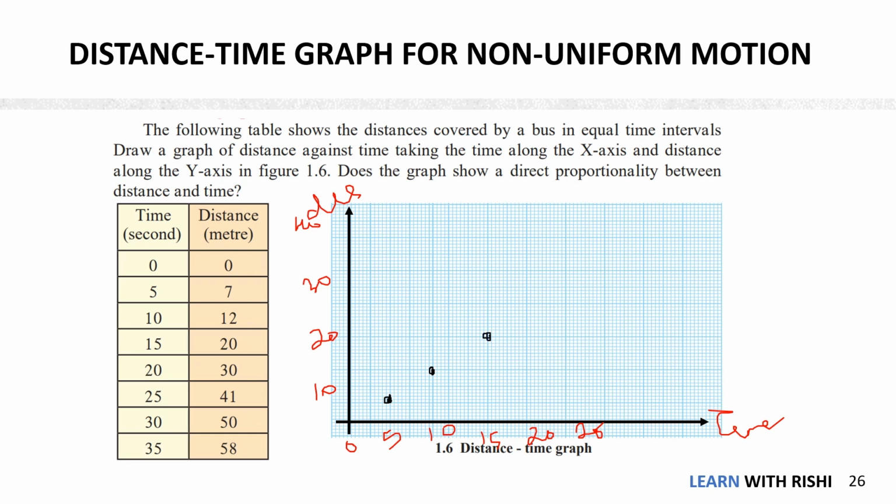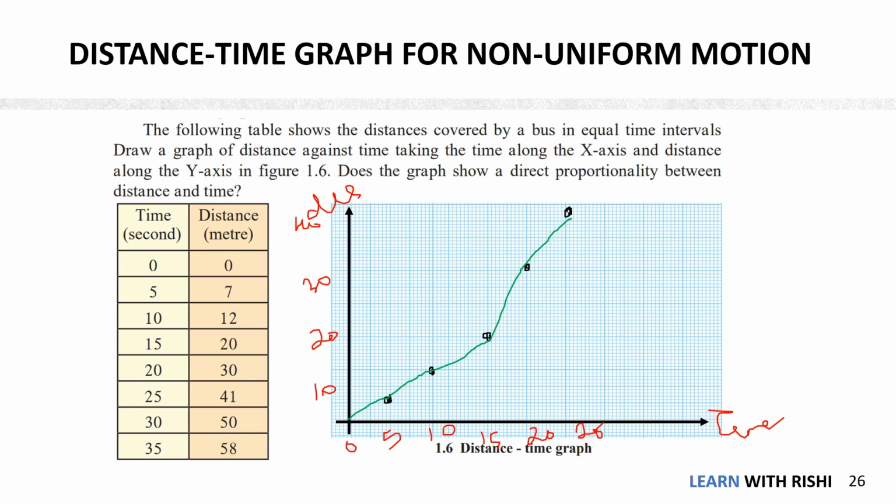For 20 seconds it is 30. For 25 it is 41. Now as you can see, when I connect these markings, you can see there is no uniformity in the graph. So we can say the nature of the graph is not a straight line.